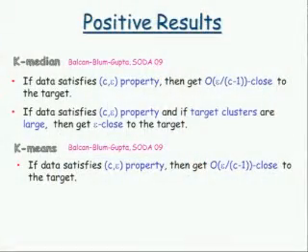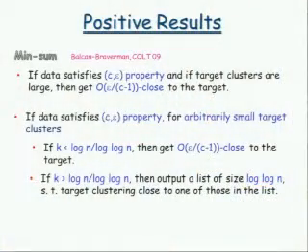Size here is cardinality of the target clusters, right? Yes. Okay, and so we can do something similar for the k-means clustering objective, and these results appear in the original paper. We also looked at the min-sum clustering objective. Here we show, again, if the data satisfies the C-epsilon property, and if the target clusters are sufficiently large, then we can get order of epsilon over C minus 1 close to the target clustering.